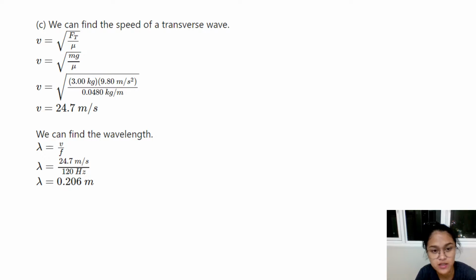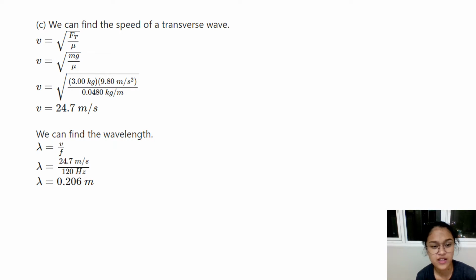Now we can find the speed of a transverse wave using 3 kilograms. So velocity equals the square root of the weight over linear mass density, which is mass times gravitational acceleration over the linear mass density. So that's the square root of 3 kilograms times 9.8 meters per second squared over 0.048 kilograms per meter. So we will be obtaining a velocity of 24.7 meters per second.